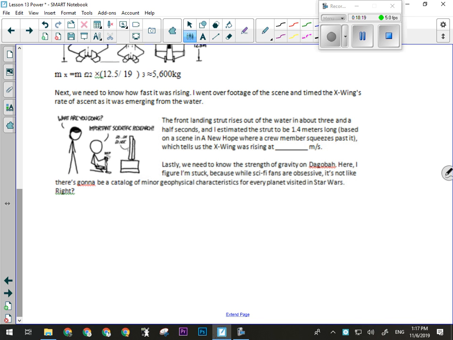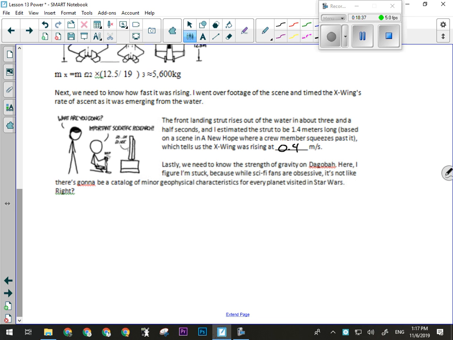So we can use that to figure out the speed at which the X-wing was rising. We take that distance, 1.4 meters, and we divide it by the time, 3.5 seconds. What do we get there? So 0.4 meters per second is the speed that this thing is coming out of the water at.